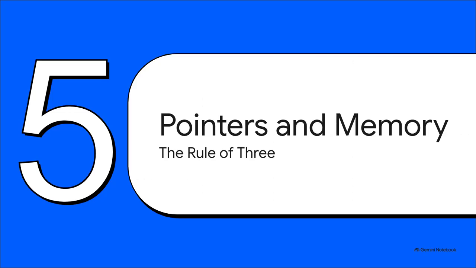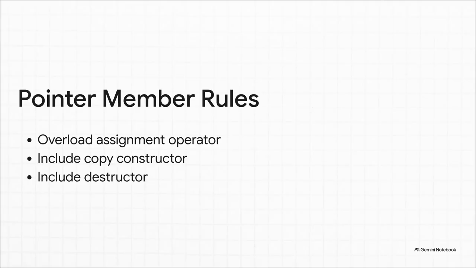Moving right along to part 5, pointers and memory rules. Now look, while operator overloading is insanely powerful, we definitely need to talk about a massive safety warning. In C++, this is known as the rule of 3. Remember how the default assignment operator basically just copies member variables directly from one object to another? Well, if your class happens to use pointer member variables, that default behavior is dangerously inadequate. Seriously, it's a disaster waiting to happen.